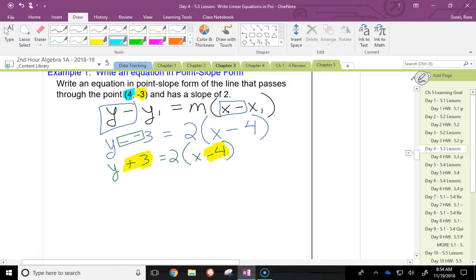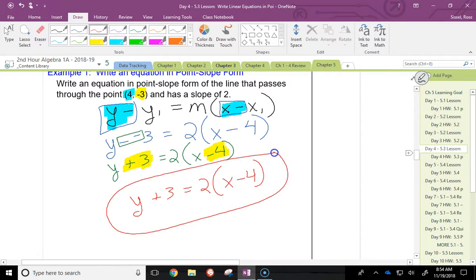Yes. So the easiest way, the best advice I can give you guys, is when you write this, leave this minus sign in. And then make sure when you write your coordinate, write exactly like it is given. If it's a positive, it's a positive. If it's a negative, it's a negative. And then what we can do is go in and simplify later. This is our answer right here, what we have. Y plus 3 equals 2x minus 4. That is our answer right there.